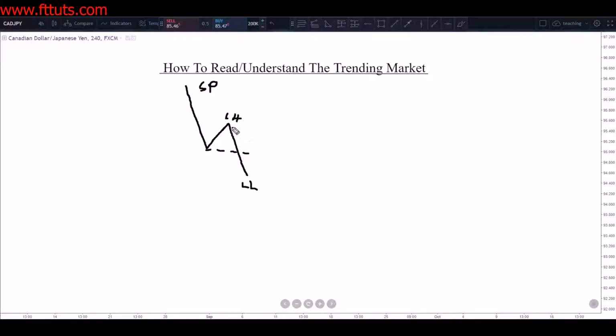For a trending market, right here, this lower high is the level we're paying attention to. The reason we're paying attention to that is because we want to see a pullback out of this market, no matter what happens in between here. As long as this pullback does not break and close above this lower high that we have right here, we still consider this market to be in a downtrend.